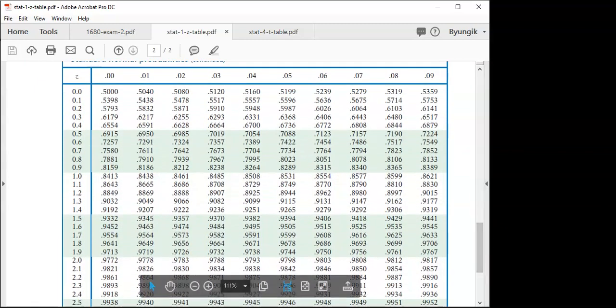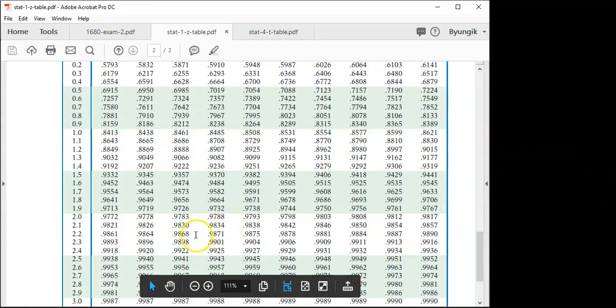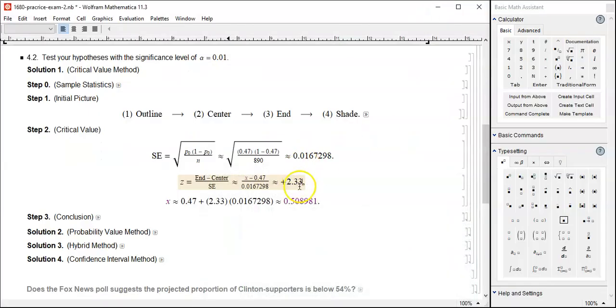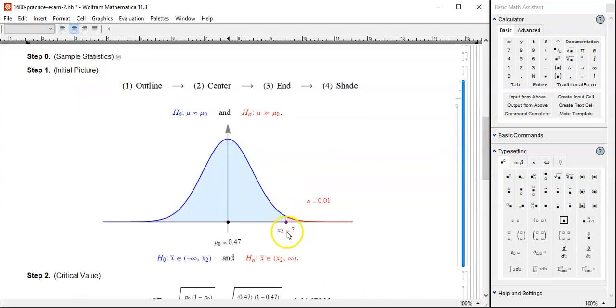So, okay, 2.33, yes. This is the closest to 99%. So we select 2.33 as the Z-score. So x minus center over SE is 2.33. We can solve this equation. Flip the denominator to the other side and flip over this center, and we get 0.47 plus the Z-score 2.33 times the standard error, and we ended up with 0.508 something, and this is the critical value that will go right here.